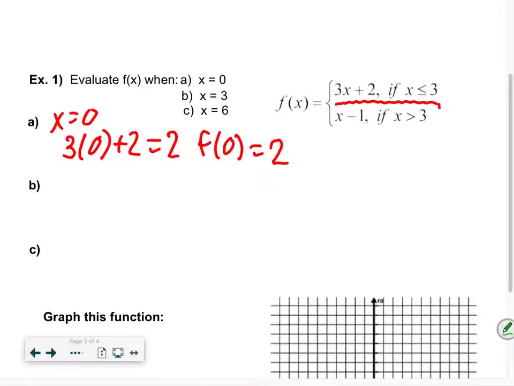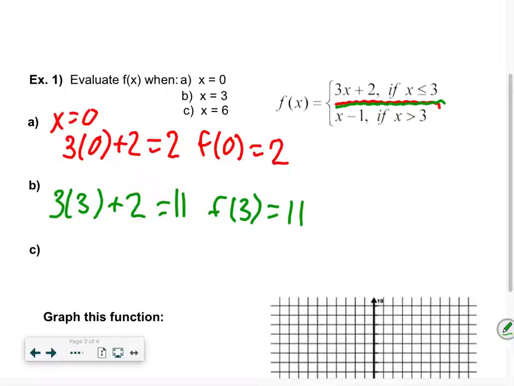Okay? If x equals 3, am I top or bottom of my function? Top. I have that equals 2 part, so I'm plugging in there. So 3 times 3 plus 2 gives me how much? 11. So my f of 3 is 11.